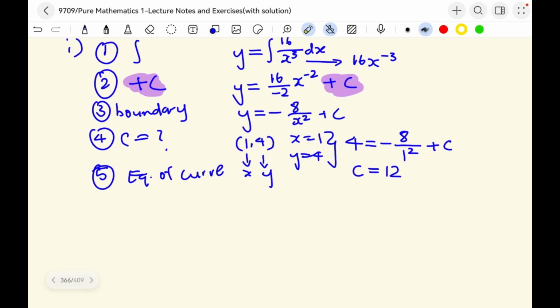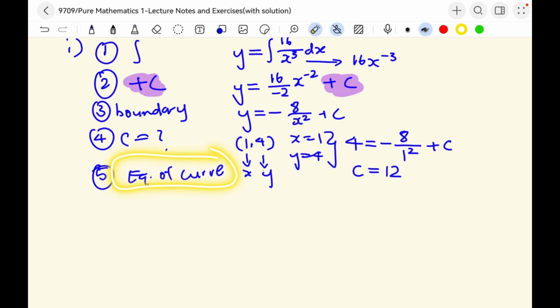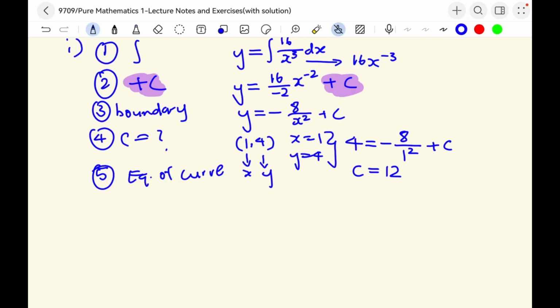What's the final touch for this part? The equation of the curve. Just rewrite it. Copy this, then what's the plus c? The c value you found. So y equals negative 8 over x squared plus 12. That's all.